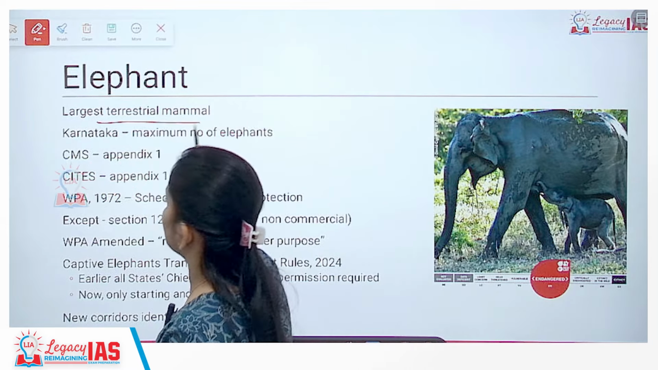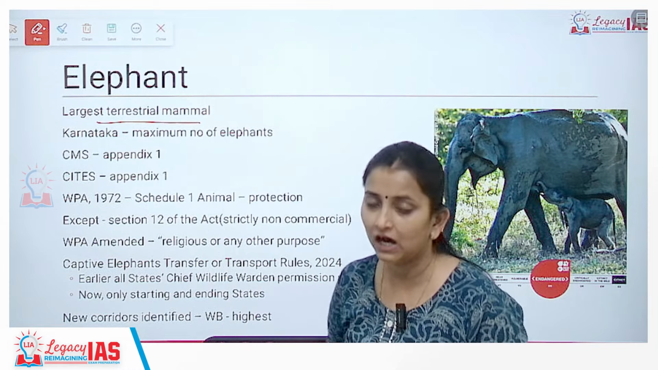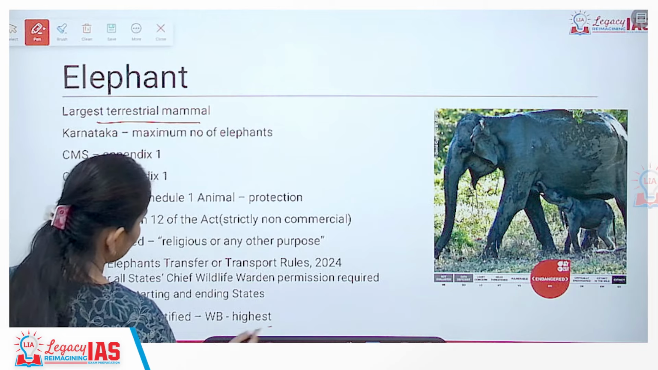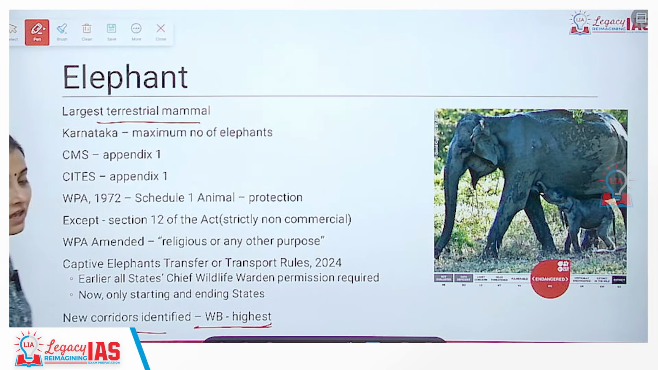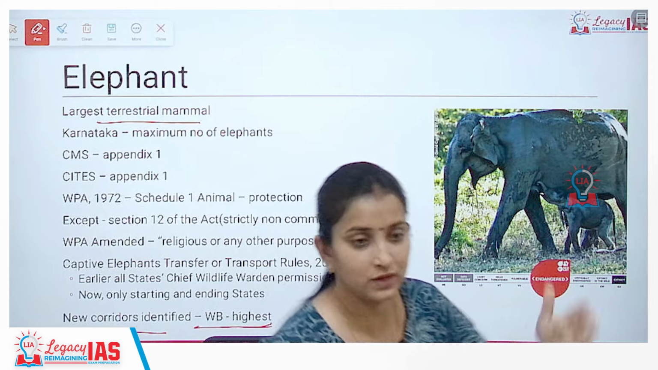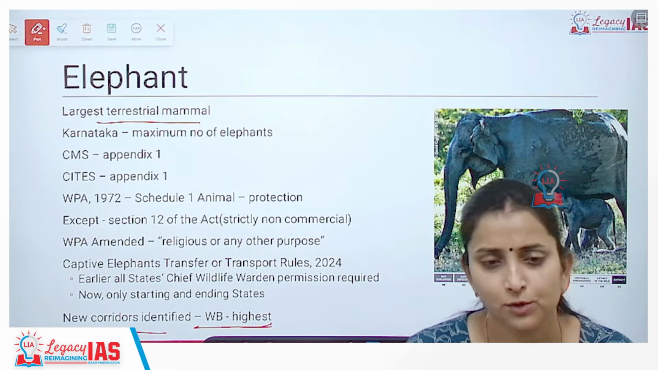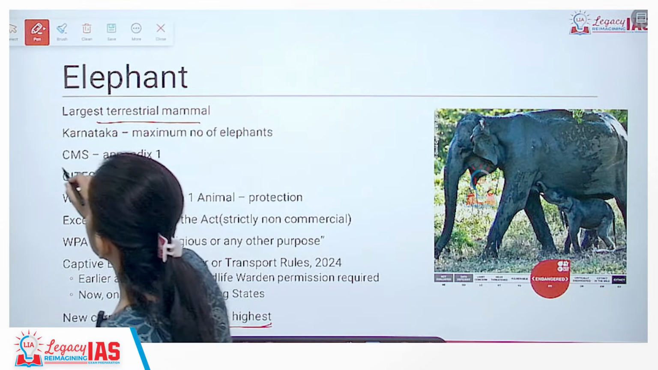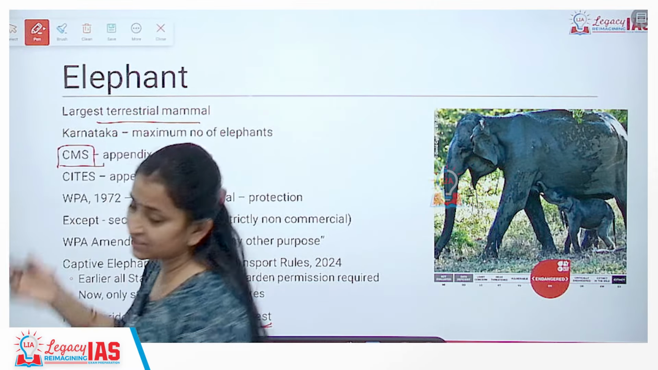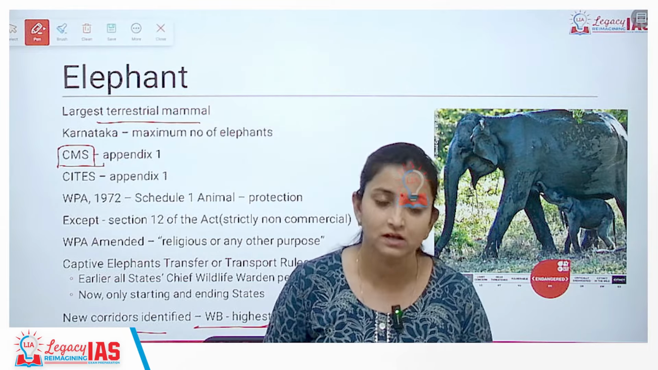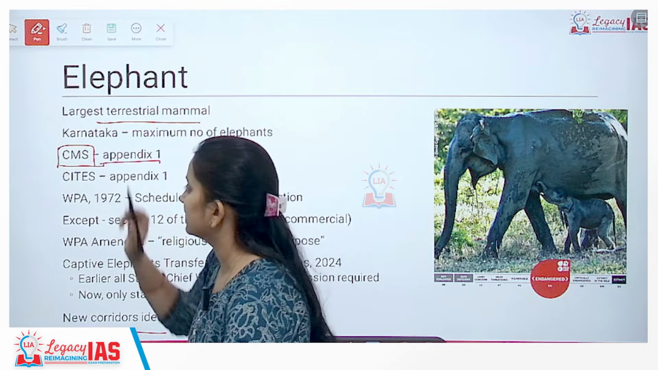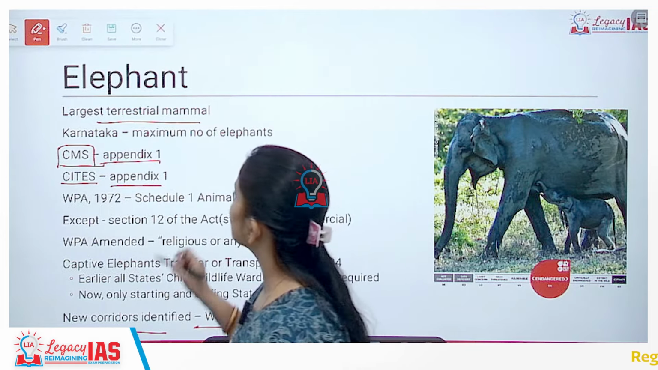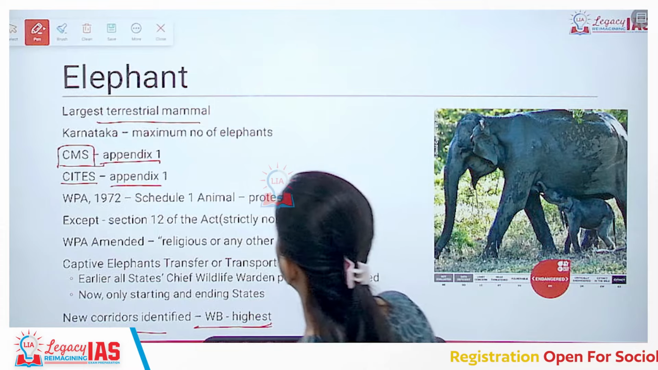They are the largest terrestrial mammal we know. Karnataka houses the maximum number of elephants, whereas West Bengal has the highest number of elephant corridors. If we are talking about elephant corridors, it is West Bengal which has the highest number. If you are talking about the total number of elephants, Karnataka has the highest number. Okay? In CMS, the Convention on Migratory Species, in land, air and water, it is listed under Appendix 1, and so is its case in CITES, which is also Appendix 1. Okay? IUCN has listed it as a vulnerable species.